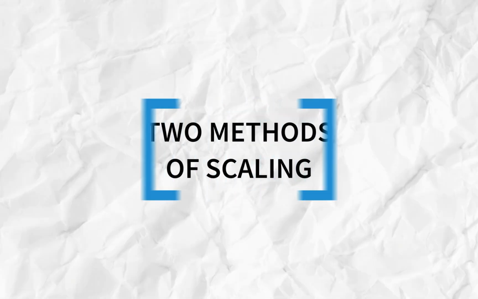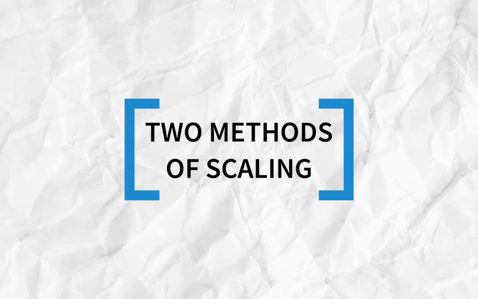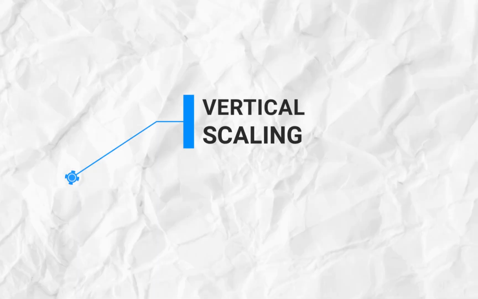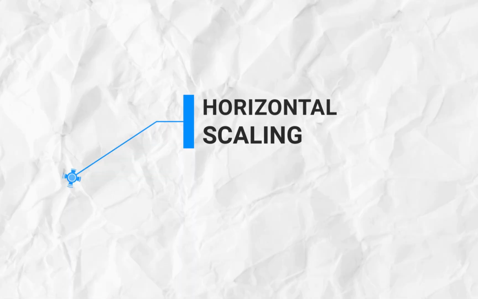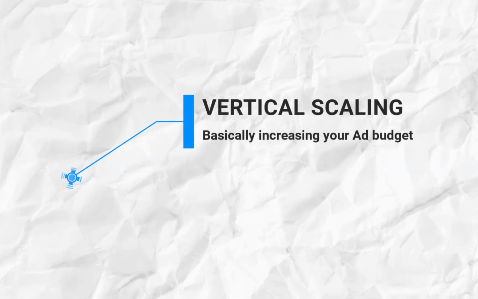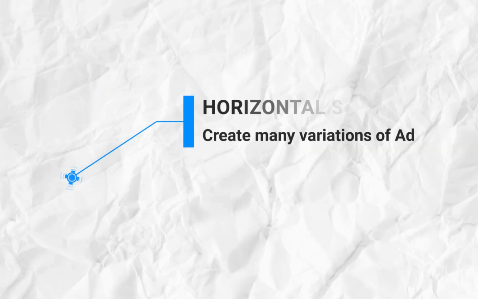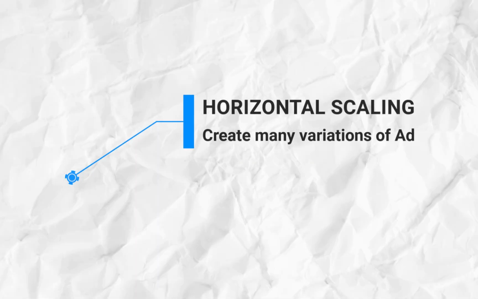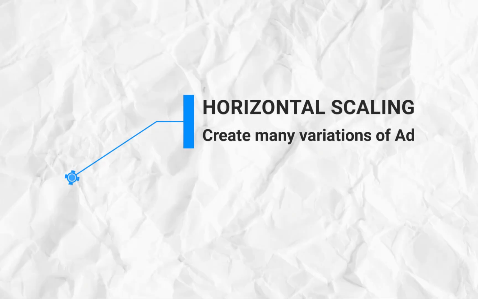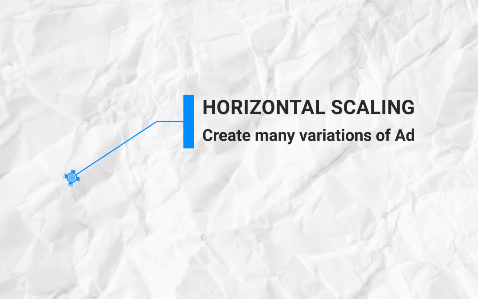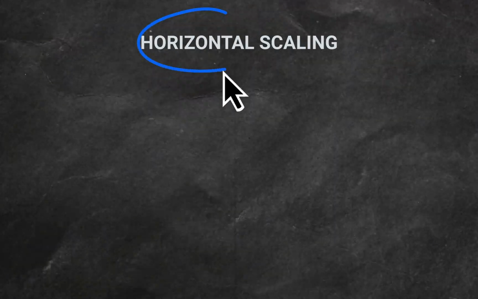Now the third thing to know is there are actually 2 types of scaling. We have vertical scaling, we also have horizontal scaling. Vertical scaling is you basically increasing your ad budget. The second one, horizontal scaling, is you trying to create more adverts and showing them to a different set of audience. Now we would actually be using horizontal scaling.